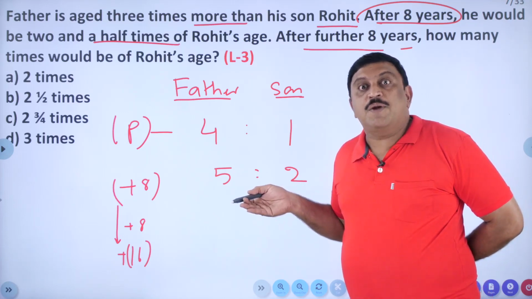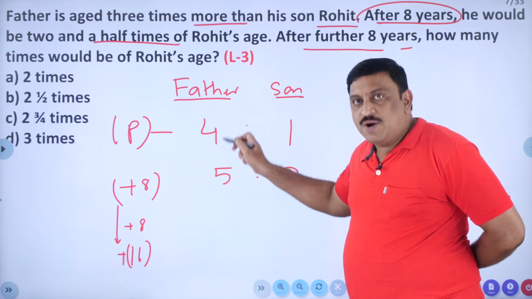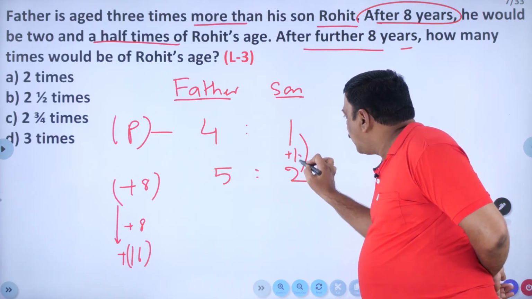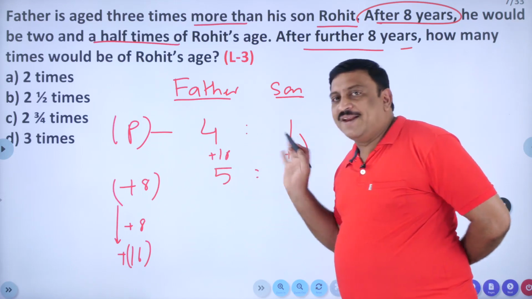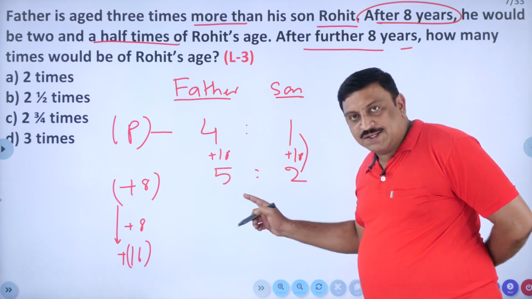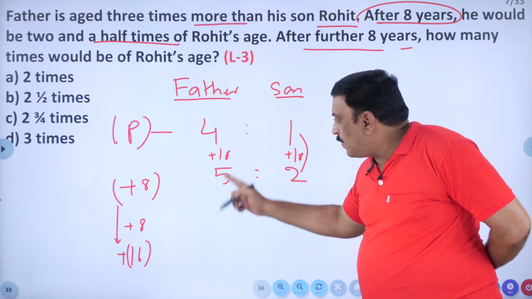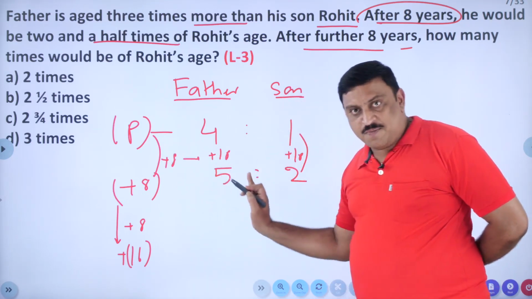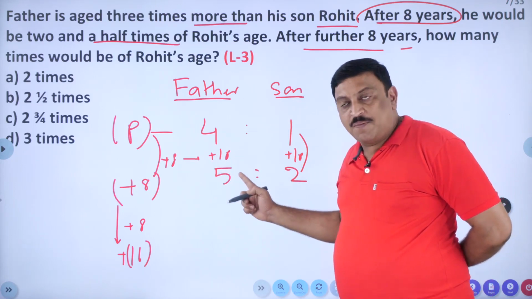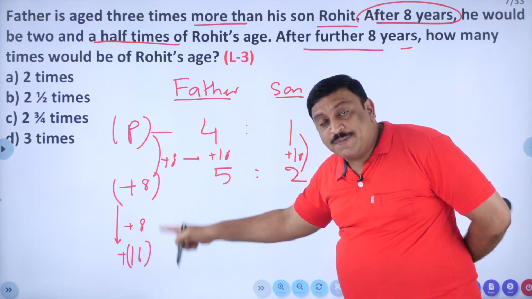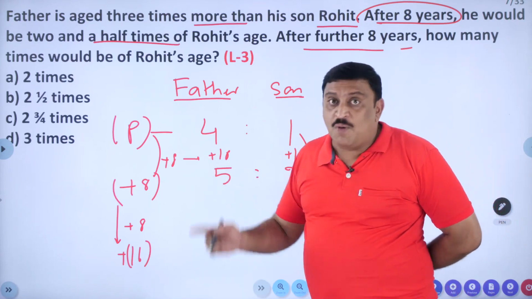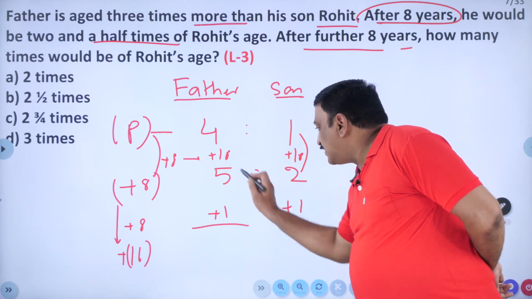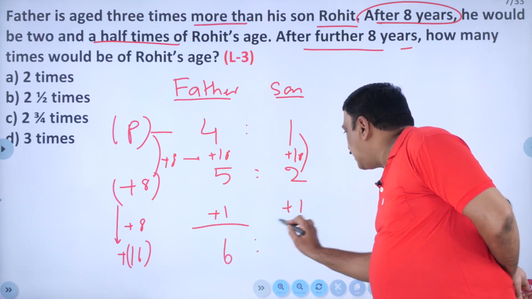How many parts? This is the counting of parts now. So how many parts? It is 1 part. Here also 1 part. So our answer is now just add 1 part to both of them, because 8 years is equivalent to how many parts? 1 part. Adding another 8 years means adding how many again? 1 part. So 1 part, 1 part. So it is 6 and this is 3.